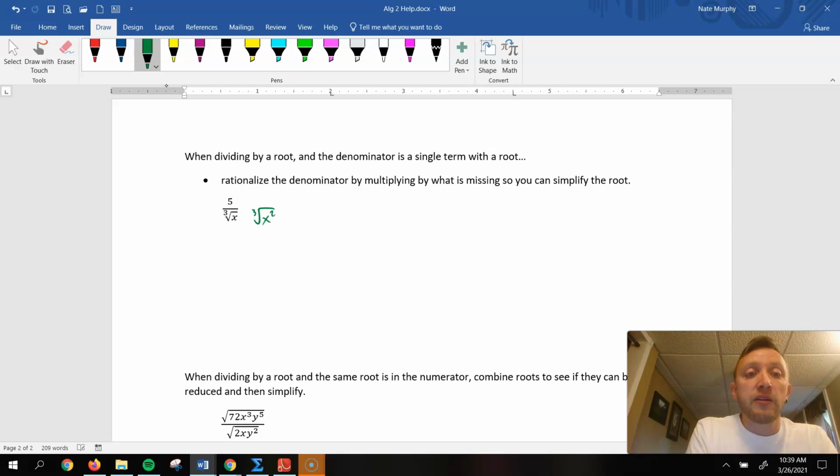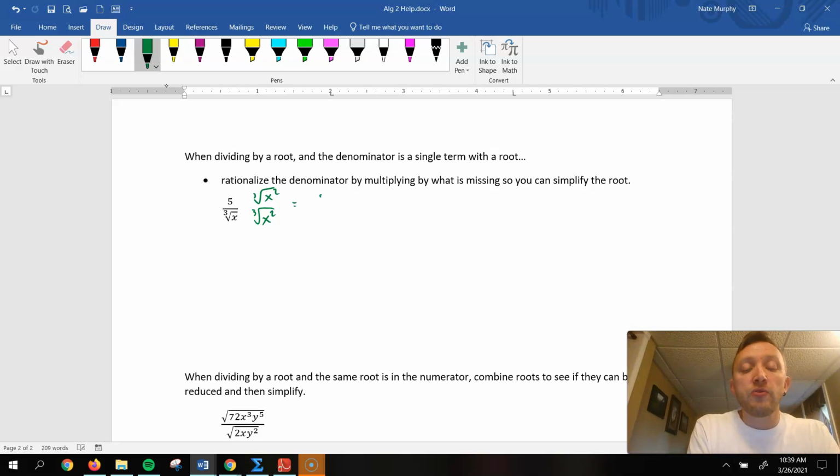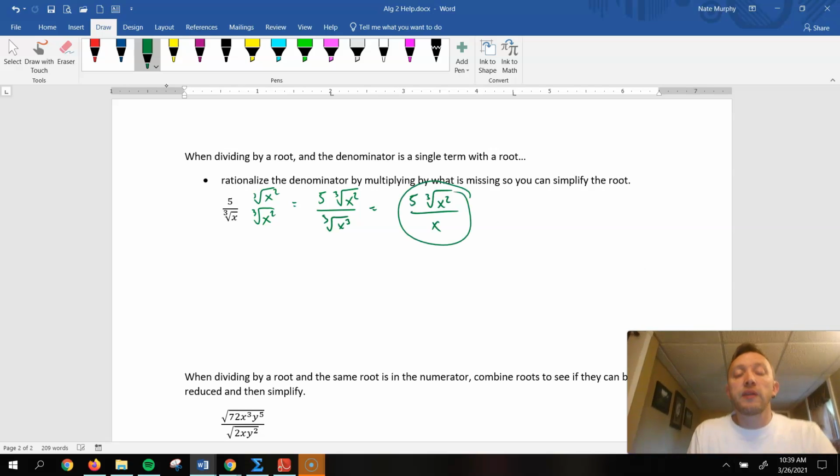Remember, they have to be underneath the same root in order to multiply them together. Whatever we do to the denominator, we have to do to the numerator. So I multiply the top and bottom by the cubed root of x squared. In the numerator I have 5 times the cubed root of x squared. In the denominator, we have the cubed root of x cubed. The cubed root of x cubed, well, 3 goes into 3 one time, so that would just be x. This would be your answer.